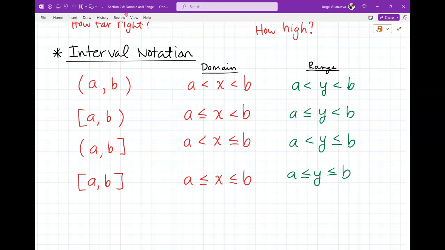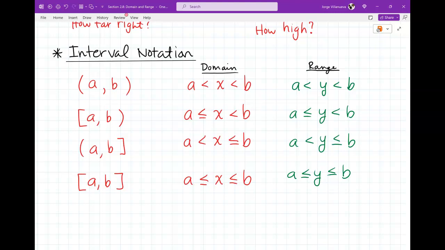The other thing you should notice, whenever you're writing interval notation, a parenthesis means it does not include the number. Notice A less than X less than B. That means it doesn't include A, it doesn't include B. If you look at the interval notation, it uses parentheses. Now, they'll use a bracket. So look at the very bottom one. Bracket A, comma B, bracket at the end, because it does include it. Look at the domain, look at the range. It uses less than or equal to, so it includes it. It says or equal to.